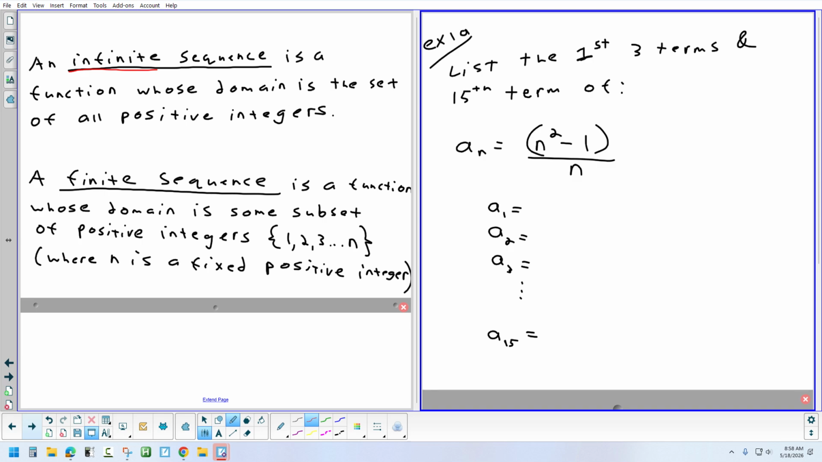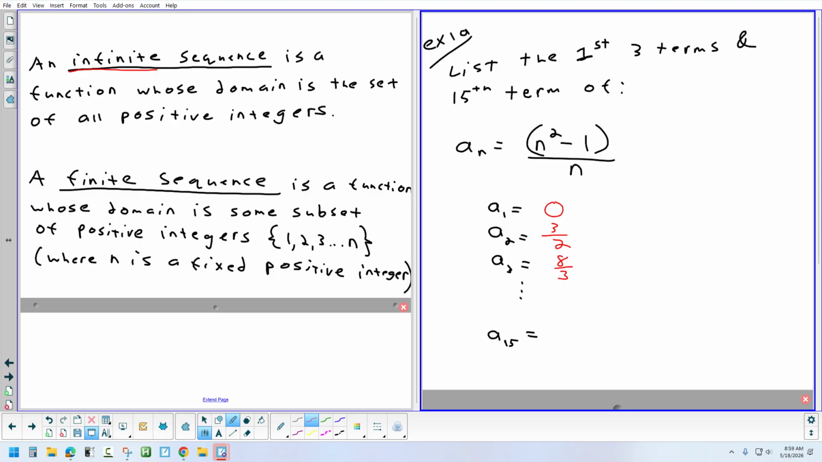0. Yep, first term is 0. How about if we plug in 2? What's going to be our second term? Yep, 1.5. I'm just going to leave it as an improper fraction just because it's a little easier for me to think about. But yeah, 3 halves, 1.5. How about if we plug in 3? What do we get? Yeah, 8 over 3.